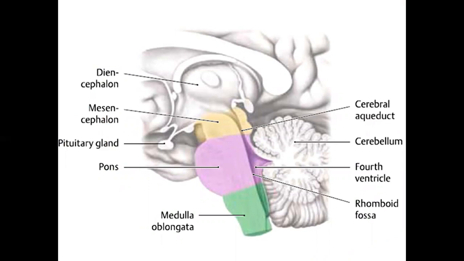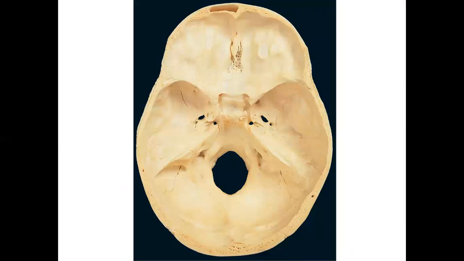Where is the brainstem located? The brainstem is located in the posterior cranial fossa. When we open the skull, inside the skull, this part is known as the cranial cavity. This part is the anterior cranial cavity, this is the middle cranial cavity, and this part is the posterior cranial cavity, in which you can see this foramen. This is the foramen magnum.